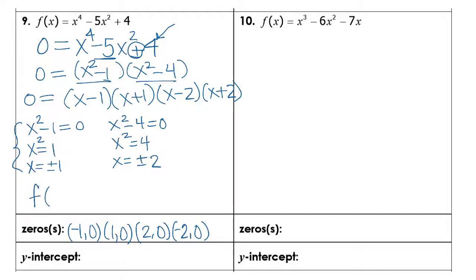All right, what about your y-intercepts? If we evaluate this function at 0, what is that going to give us? It's just going to be 4, isn't it? So my y-intercept is going to be at (0, 4).